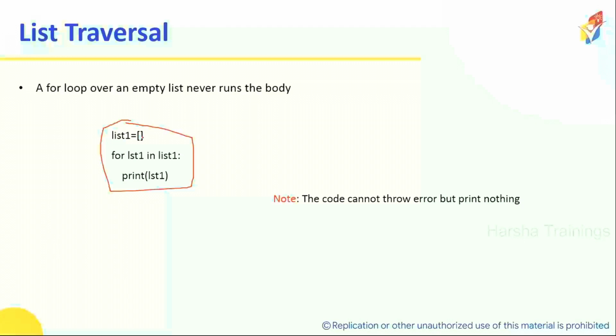Zero. Yes, very good. Because I don't have any elements in the list to traverse, there are no more elements. In the first itself, the in operation will return false. Okay? Very good question. Now, is it okay for everyone? Or does anyone have any queries?